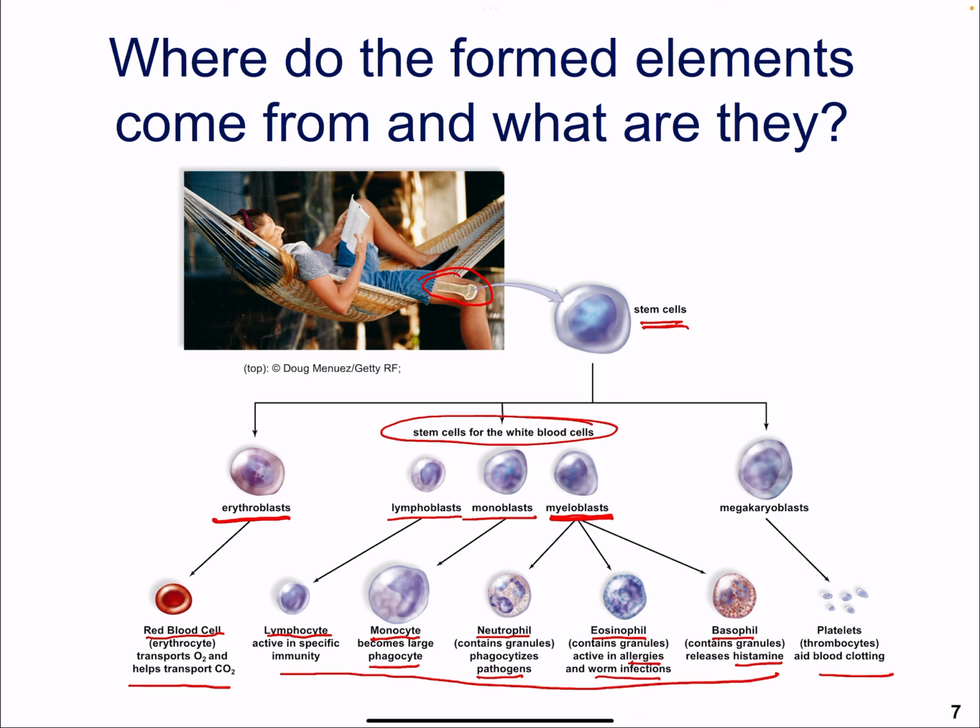Now, the megakaryoblasts are going to differentiate into megakaryocytes. These megakaryocytes are going to split into many fragments that we call platelets or thrombocytes, which are instrumental in blood clotting.